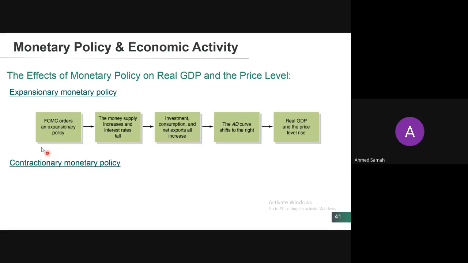So if they order an expansionary monetary policy, then they will be purchasing bonds via open market operations, injecting money, or they will be reducing the interest rates, or reducing the reserve requirement. Because of that, the money supply will increase and the interest rates will fall. Then this will lead to an increase in investments, consumption, and net exports, leading the aggregate demand curve to shift to the right. So when the aggregate demand curve shifts to the right, the real GDP will increase, but at the cost of higher prices.